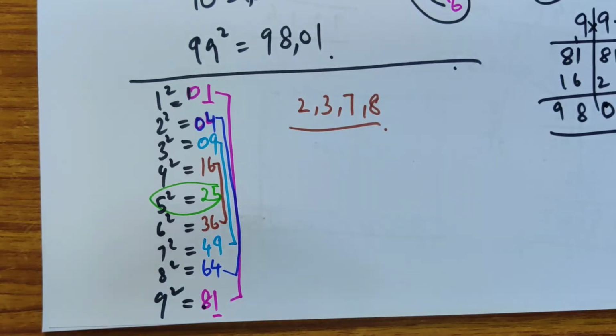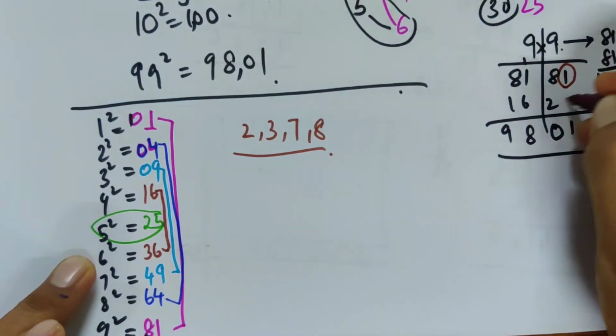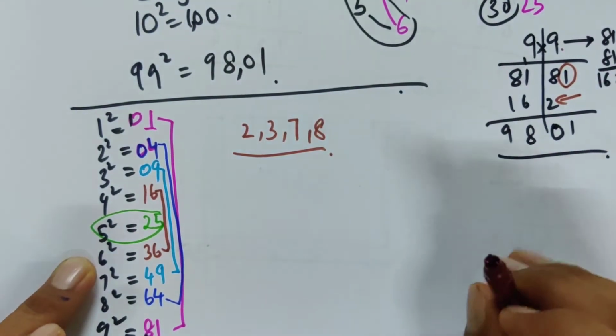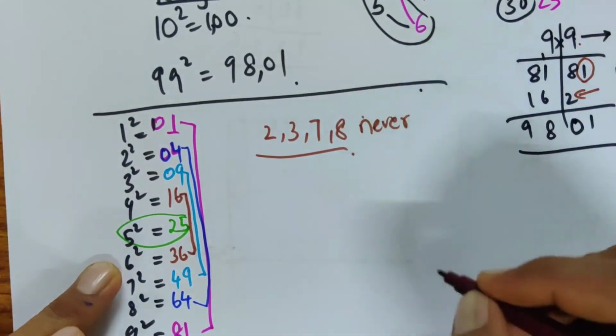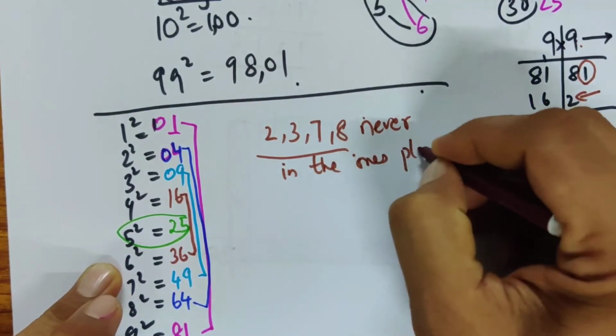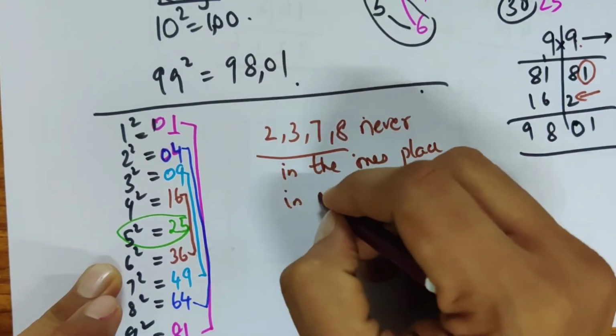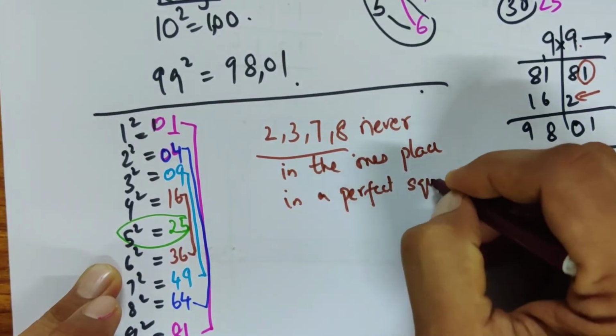Because if it was there, then some number has to be in the ones place in order to square it to get that, right? So not possible. Everything else will come in the tens and so on. So this is only going to be governed by this guy. Everything is going to come shifted. So never in the ones place in a perfect square.